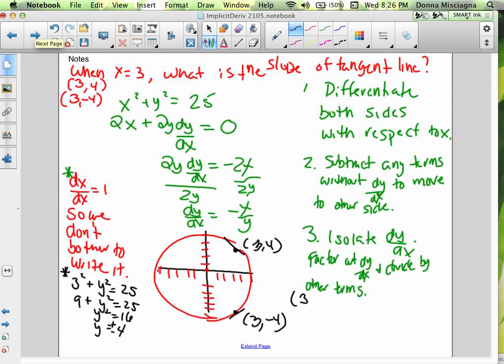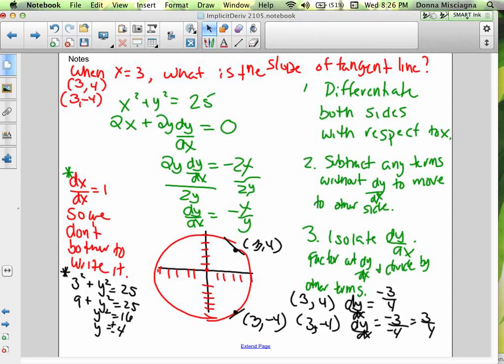And as we should, because notice the tangent line at (3, 4) is negative, and the tangent line at (3, -4) is positive. Right? So for (3, 4), our slope would be dy/dx equals -3/4. The slope is negative. For (3, -4), the slope would be -3 over -4, and that would be positive 3/4.